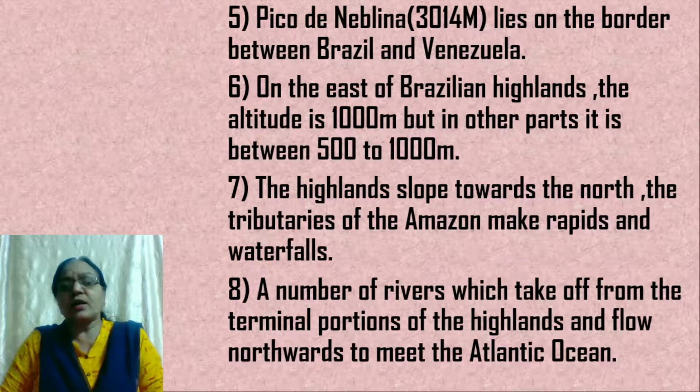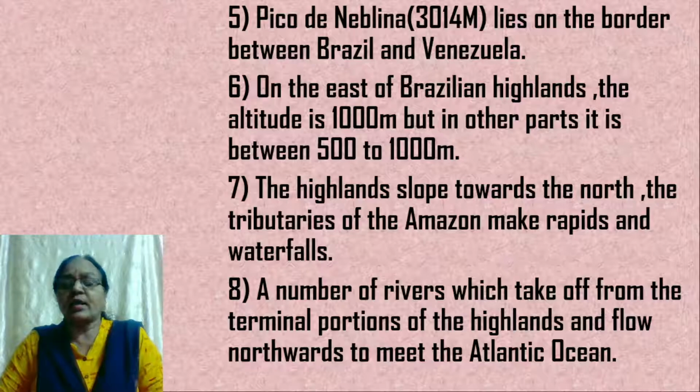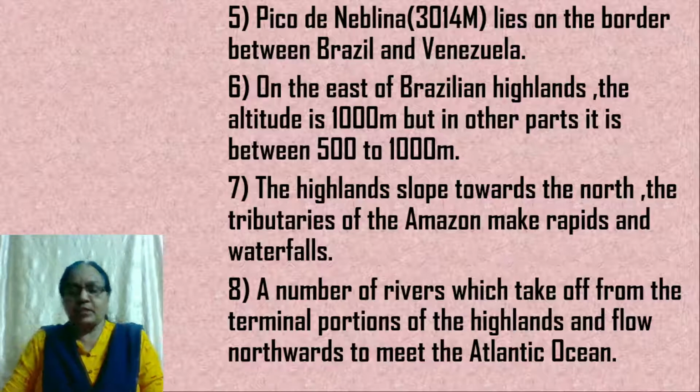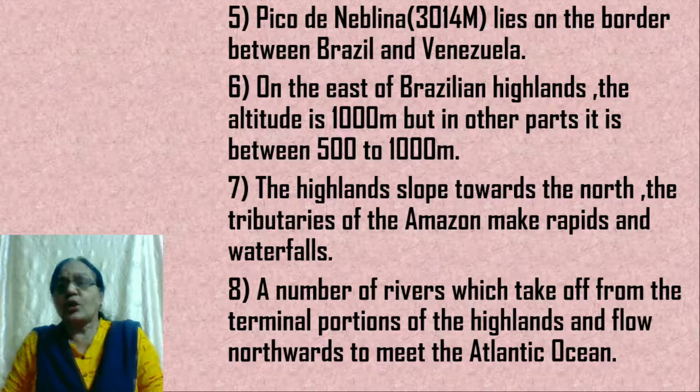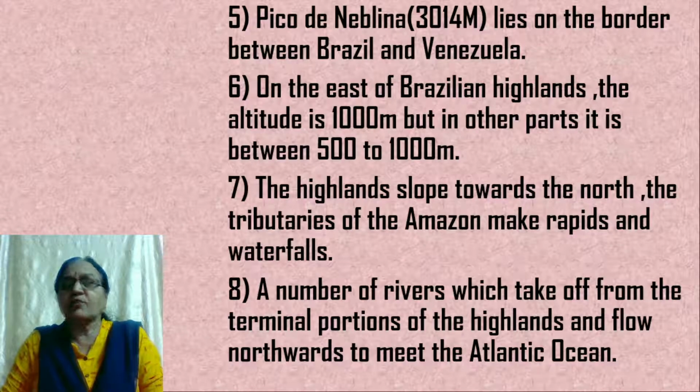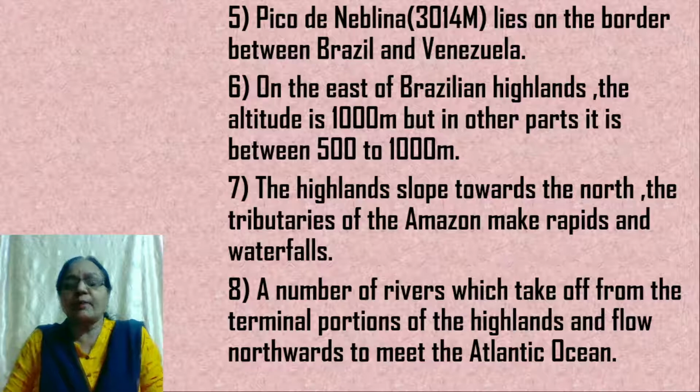On the eastern part of the Brazilian highland, the altitude is 1000 meters, but in other parts it is between 500 to 1000 meters. Okay, so along the eastern part of the Brazilian highlands, the maximum altitude attained is just about 1000 meters. And in other parts of Brazil you can find between, say, 500 to 1000 meters.